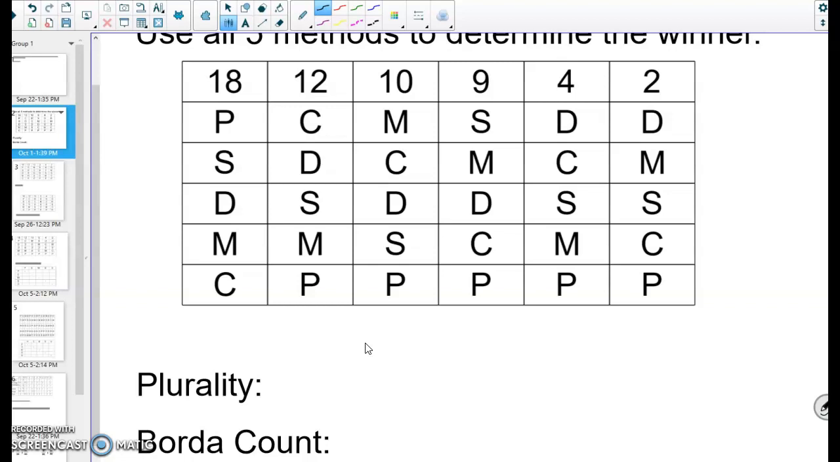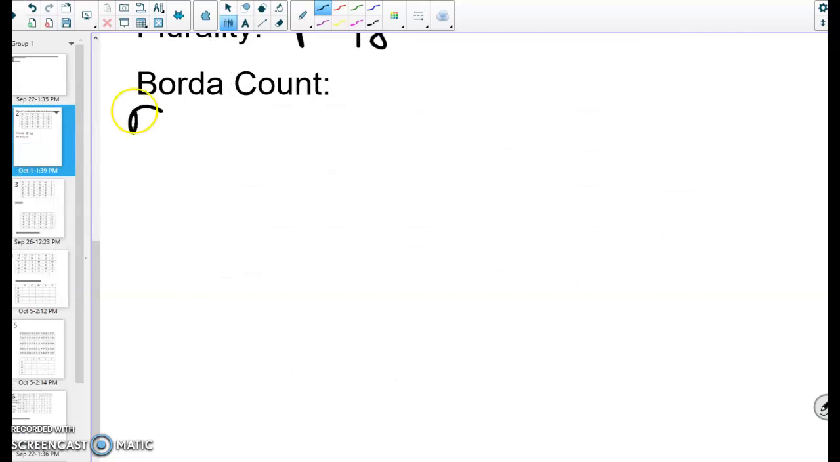P has 18 first place votes, C has 12, M has 10, S has 9, and D has 4 and 2. So D actually has 6 first place votes. You'd add them together, but in the end, obviously P has the most first place votes, and that is our plurality winner.